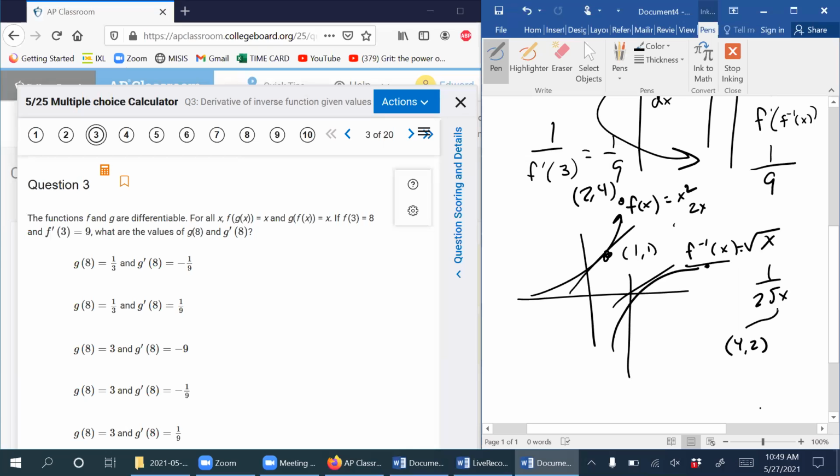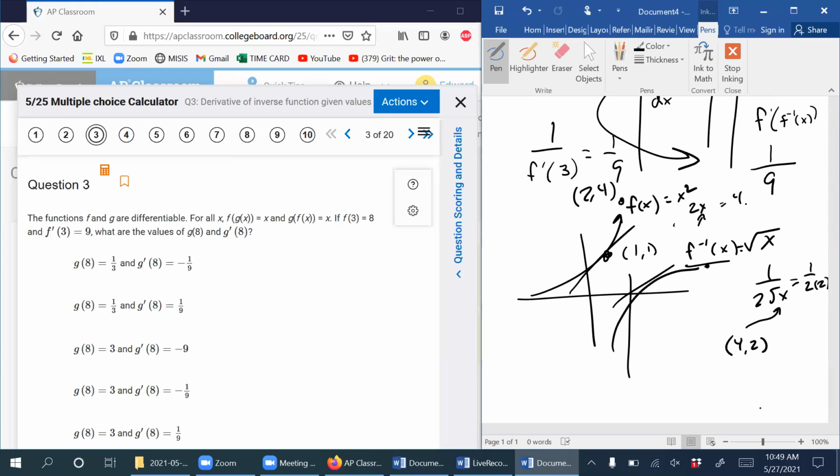If I plug in 4 here, that'll be 1 over 2 times 2, which is 1/4. But if I plug in 2 here, that would become 4, right? So the slopes are actually related. It's just that it's 1 over the original derivative. We had gone over that before.